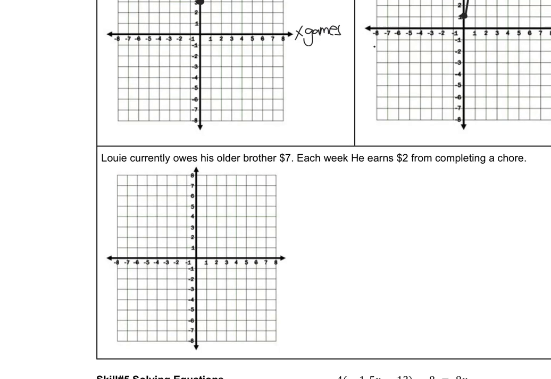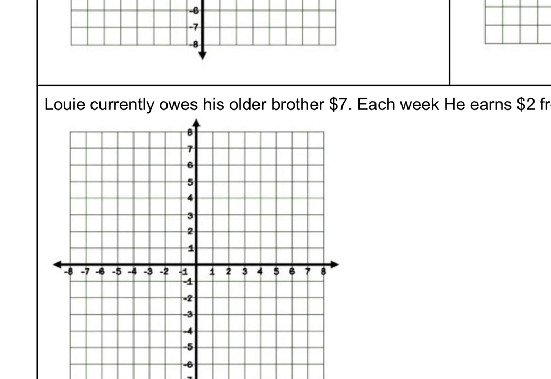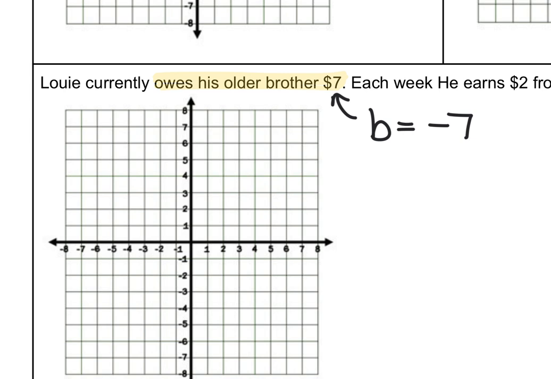Next one. Louis currently owes his older brother $7. So right now he's starting out by owing $7. If you owe money, that means you have negative money. So that means my y-intercept, b, where I'm starting, is at -7. Right now I have -$7.